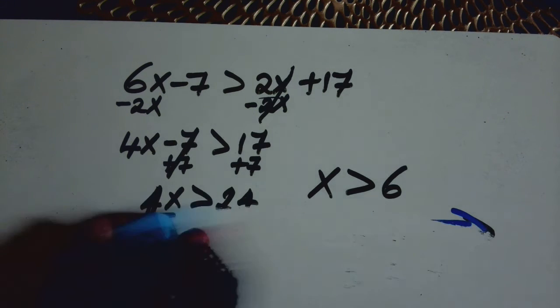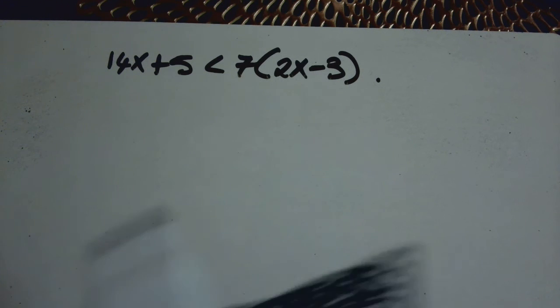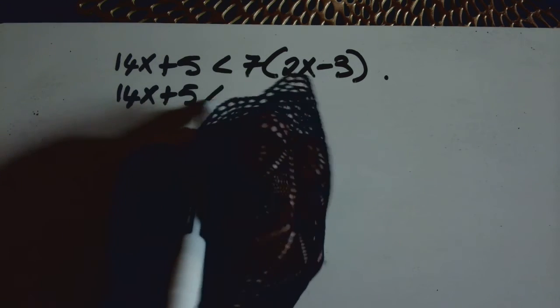So again, let's do some more. So here's another one. 14x plus 5 is less than 7, parentheses 2x minus 3. So all they're doing is adding a few more things on there to make the inequality longer. But don't be thrown off from that. That's just testing your skills, that's all. So here we just have 14x plus 5 is less than.